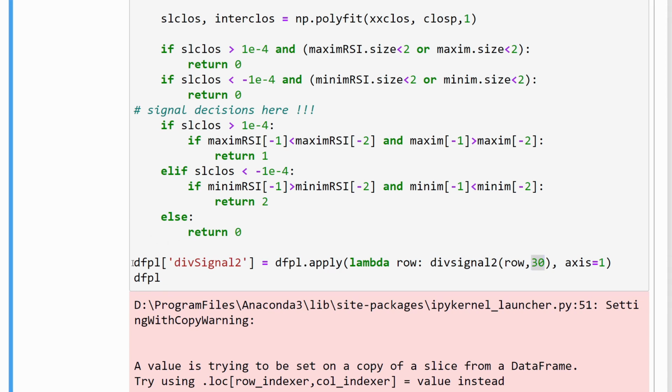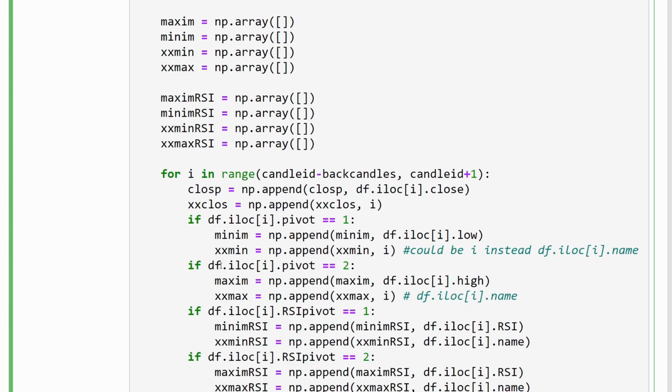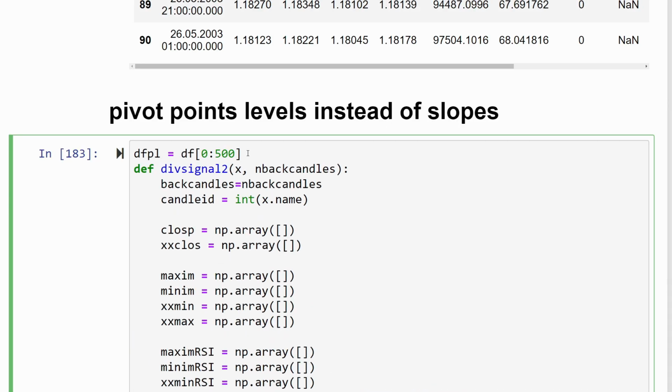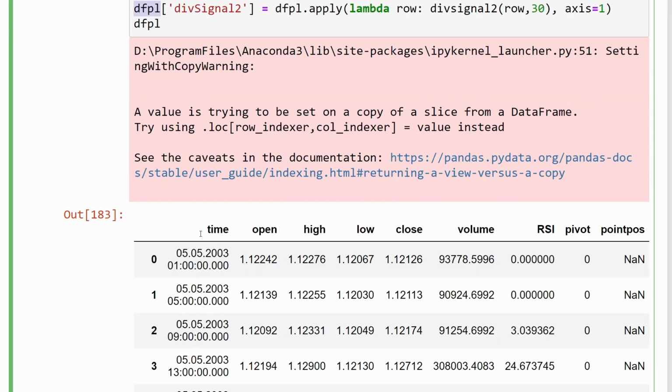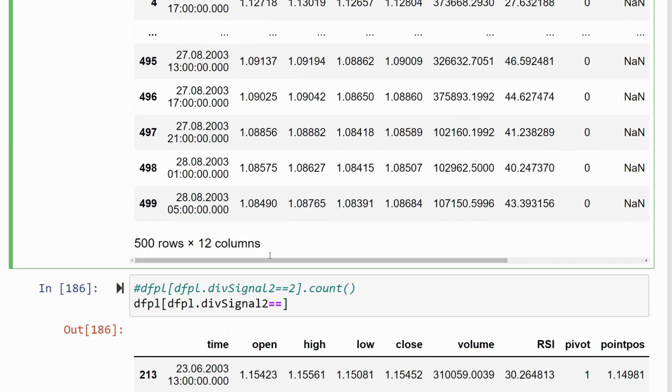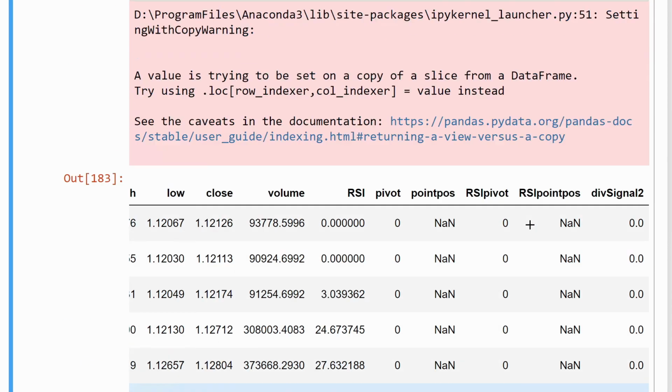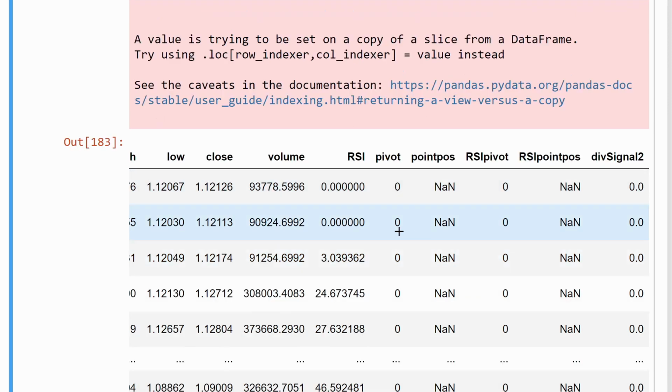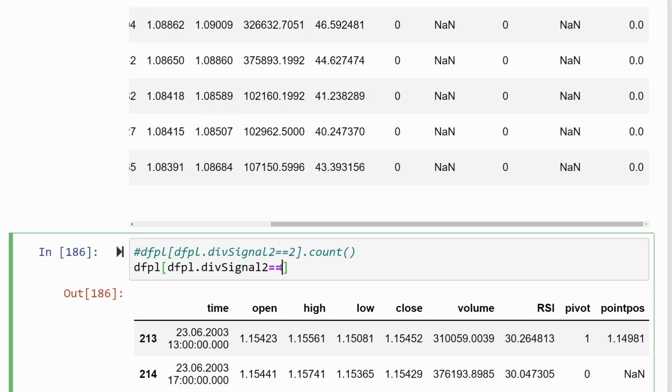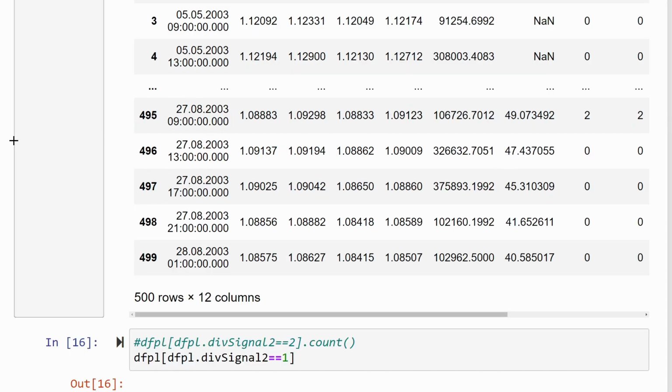Remember, our slice of the data frame contains 500 different candles, from 0 up to 500, and we are going to try to add this signal to our data frame. It's right here, the last column, and we are going to filter, for example, the signals that are equal to 2. So when do we have a divergence going up? Let's check our signals.